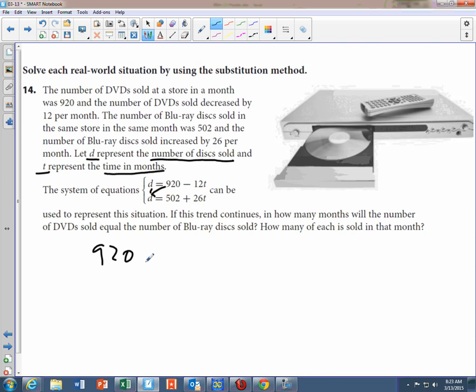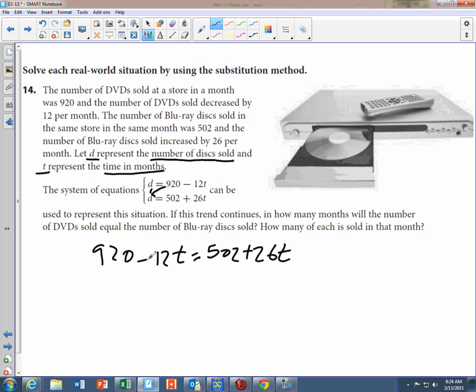So what's the first thing I'm going to write down here? 920 minus 12t equals 502 plus 26t. Can I combine like terms? Can I go negative 12t plus 26t? No. Why? They're on different sides. So I've got to eliminate one. Which one would I eliminate? The negative 12t makes it easier. Why? Because it's smaller and my answer will be positive.